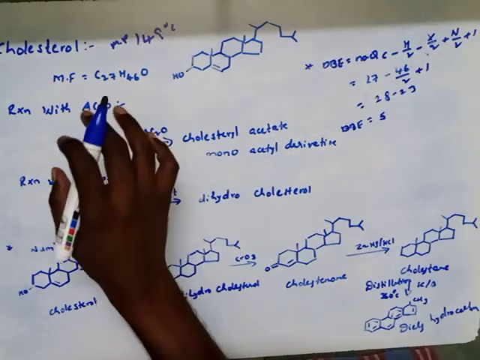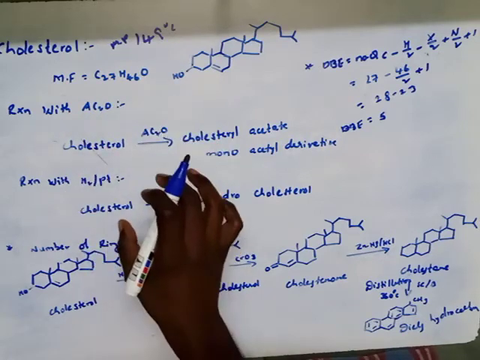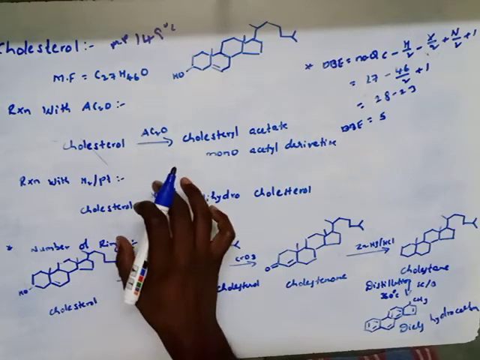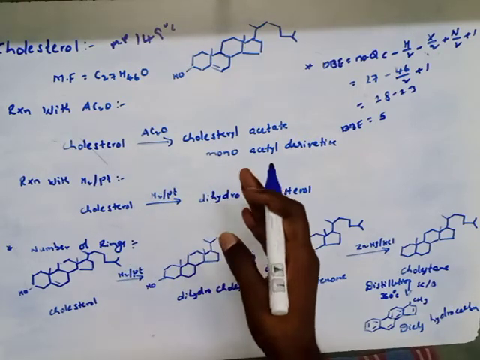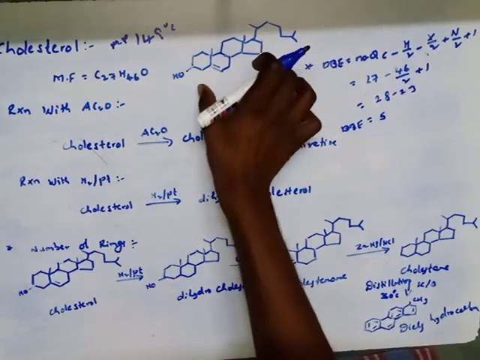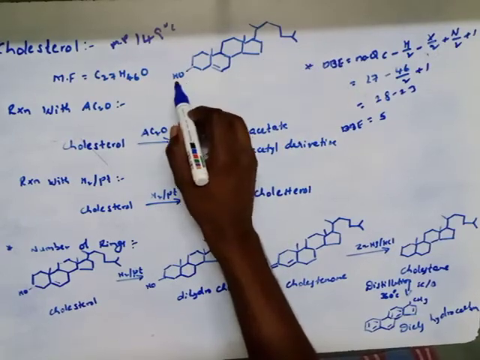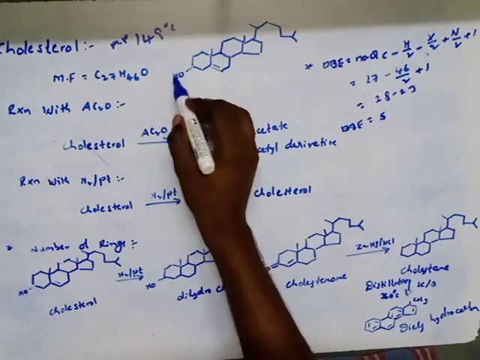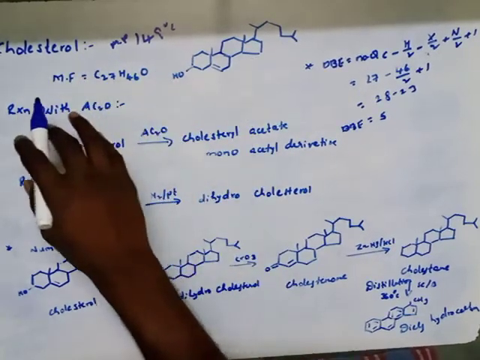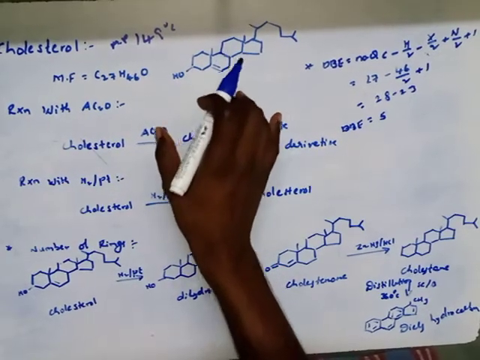Because a steroid contains a tetracyclic compound with a minimum of one OH. Just see here the structure of cholesterol. Here you can see 1, 2, 3, 4, a tetracyclic compound with a minimum of one OH group. That's why cholesterol is generally considered a steroid molecule, or sterol.